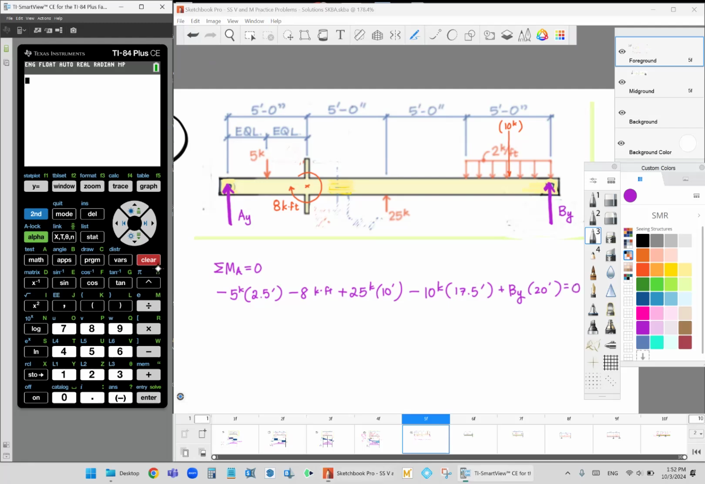All right, so calculator: minus 5 times 2.5, minus 8, plus 25 times 10, minus 10 times 17.5, and then I do times -1 to move it to the right side of the equation, and then divided by 20 to get this answer.